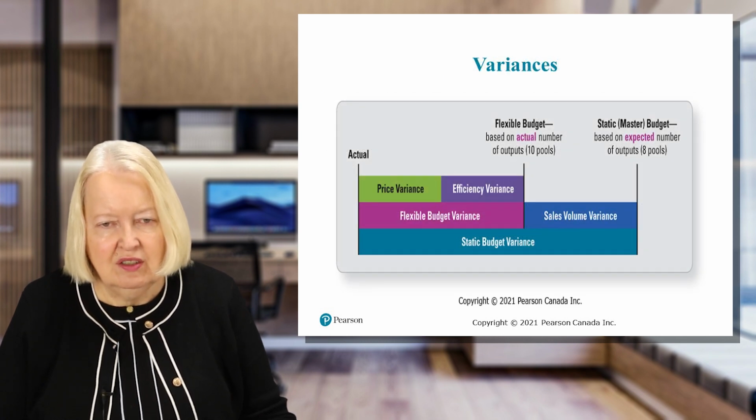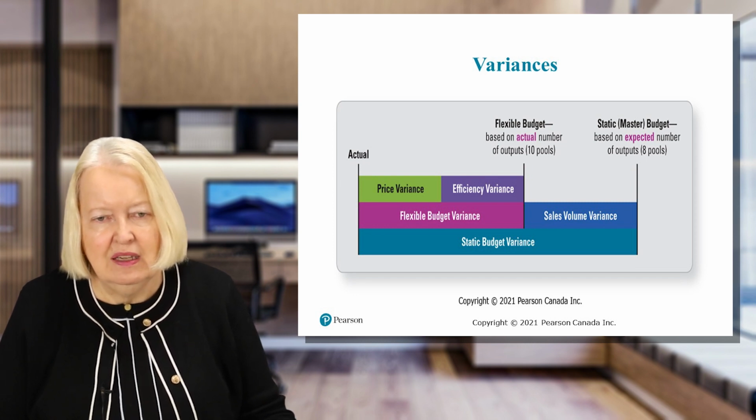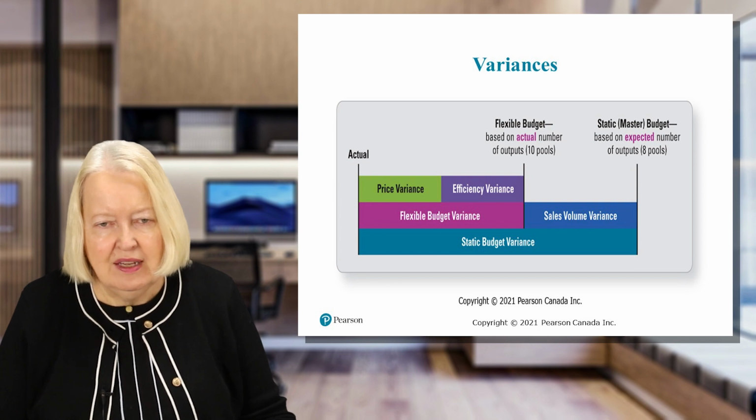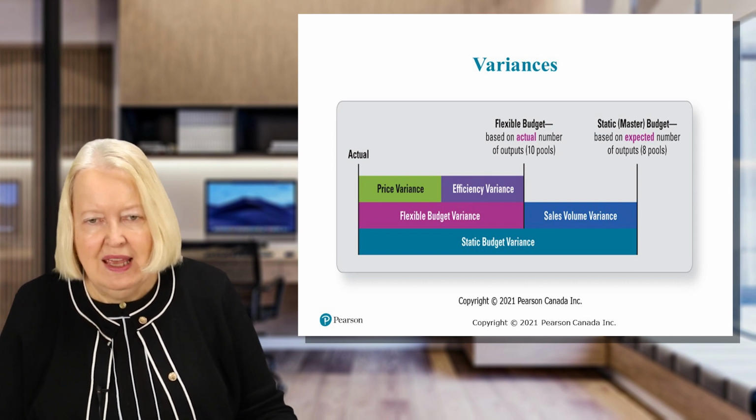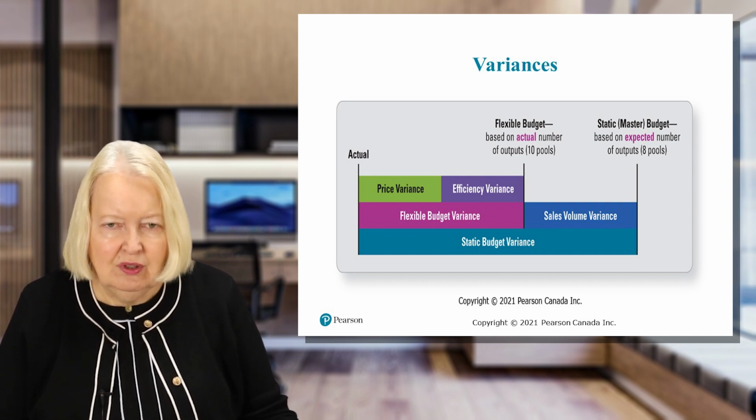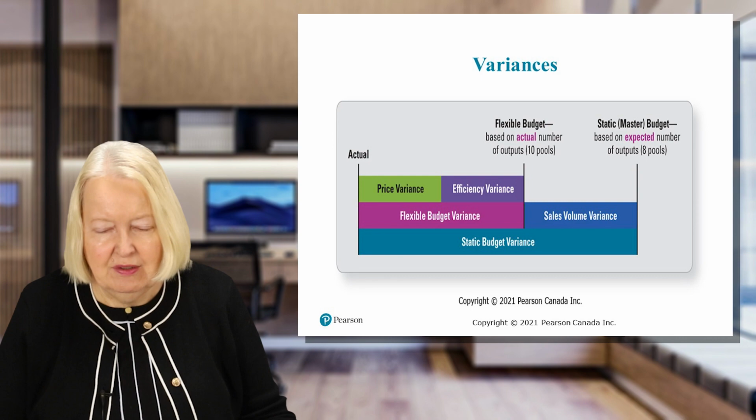We just talked earlier about the flexible budget variance in terms of being explained by price, how much you paid per unit, or efficiency, how many units did you use. The next category is sales volume variance. The actual number of pools manufactured was 10 pools, but when they did their budget at the beginning of the year, they were anticipating only making 8 pools. So that's your sales volume variance.